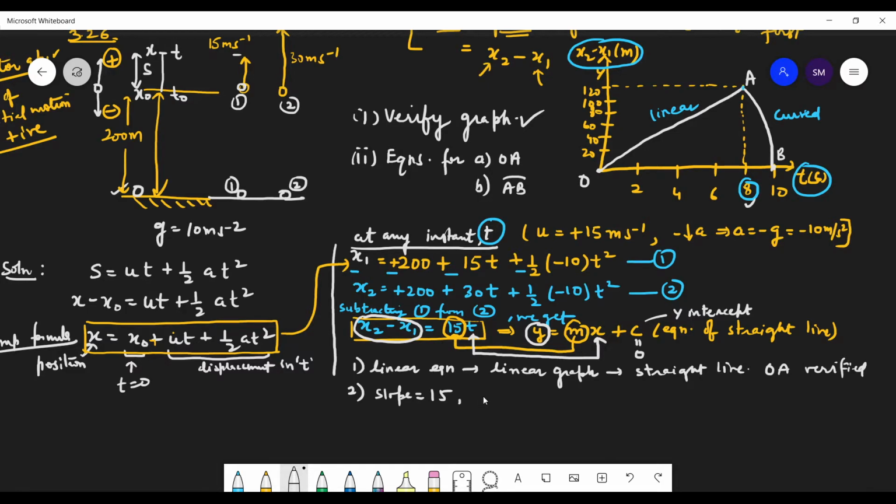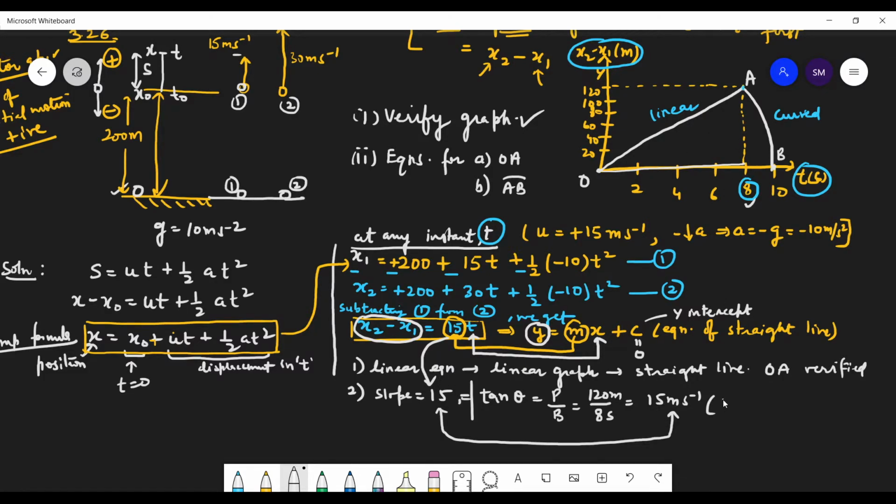See, what is the meaning of slope? Tan theta is your slope. What is tan theta? Perpendicular upon base. If you see the perpendicular upon base, this is your base, that is 8 seconds, and this is your perpendicular, that is 120 meters, and the slope is the same throughout. So 120 upon 8 equals 15 meters per second. So the slope that we get from the equation verifies with the slope of the graph.